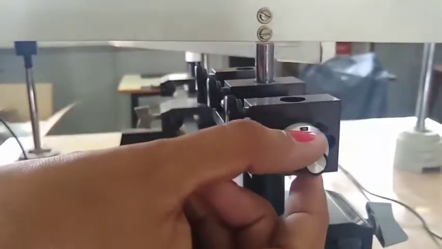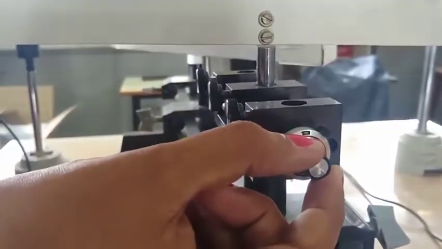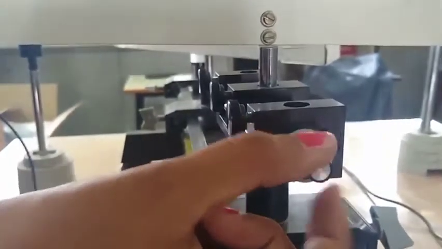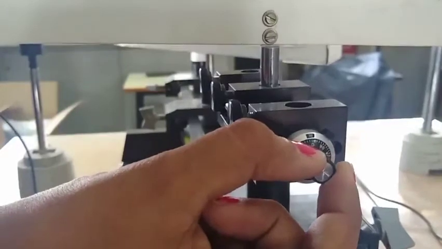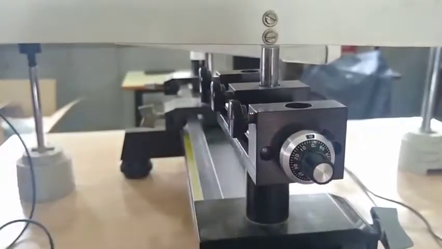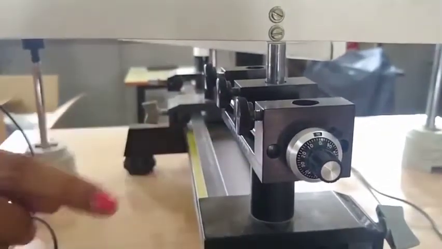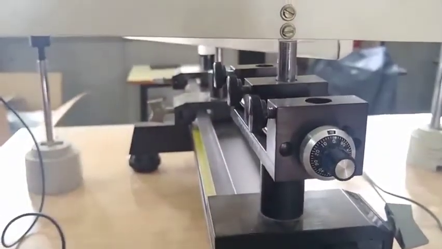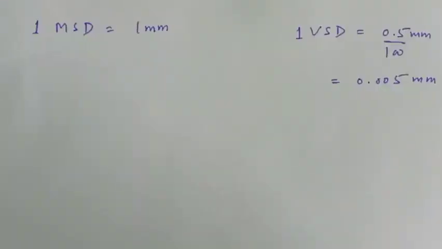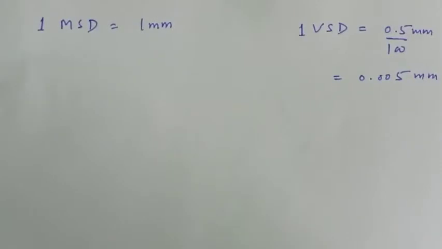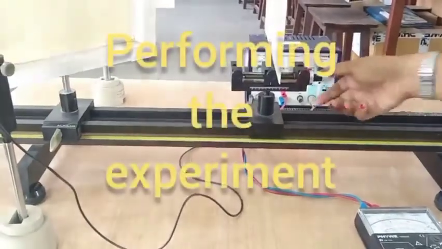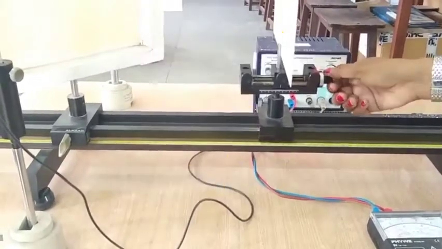If we give it 2 complete rotations, the movement along the main scale is 1 mm. So we can say that for 1 complete rotation, the movement along the main scale is 0.5 mm, which can also be called the pitch of the circular scale. Hence, one vernier scale division measures 0.005 mm. Now we will start performing the experiment.